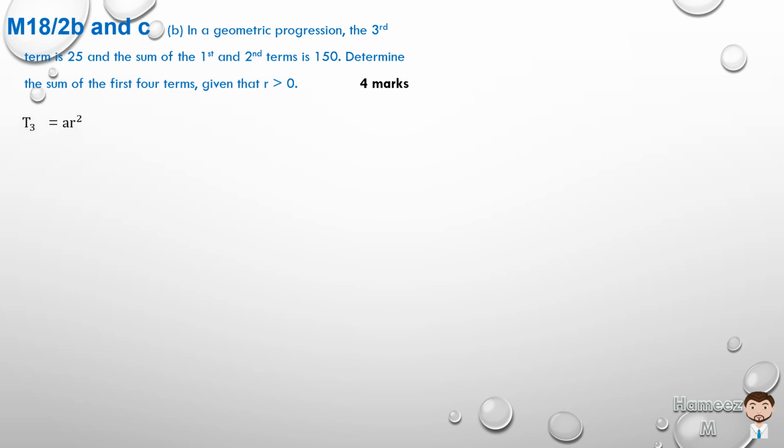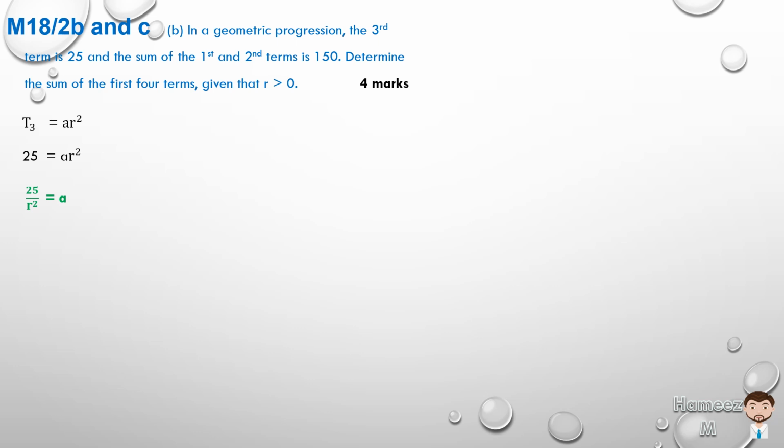We know T3, the third term, is equal to ar squared, and that's the formula that's given. Tn is equal to ar to the n minus 1. It's given in the formula sheet. And we know the third term, so we can substitute. 25 is equal to ar squared. And we can make a the subject of the formula, so that will give us 25 over r squared. That will help us to manipulate and solve.